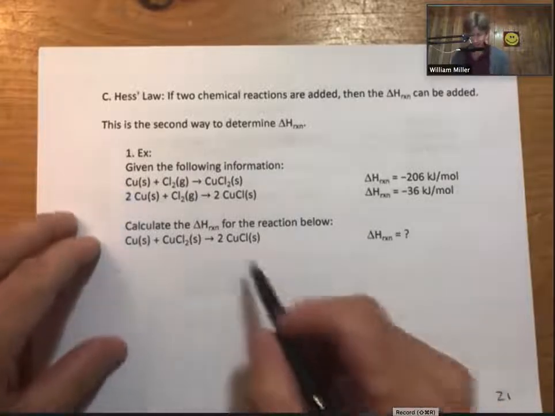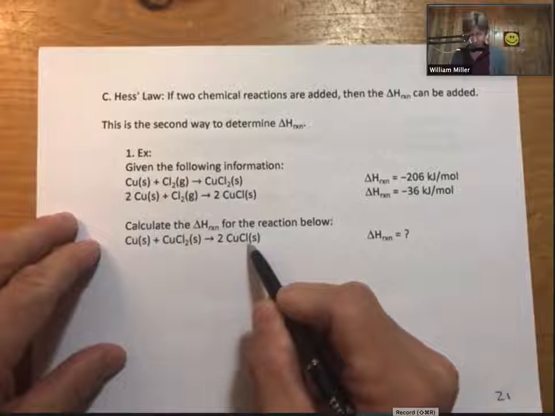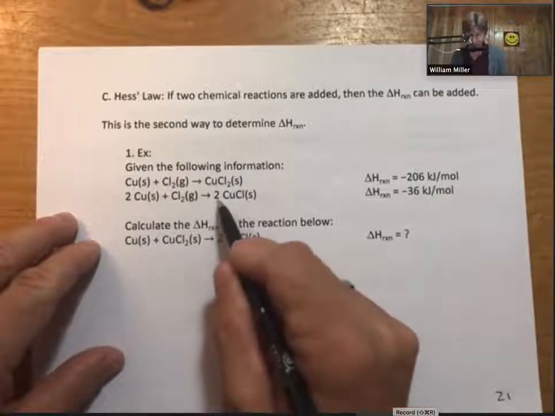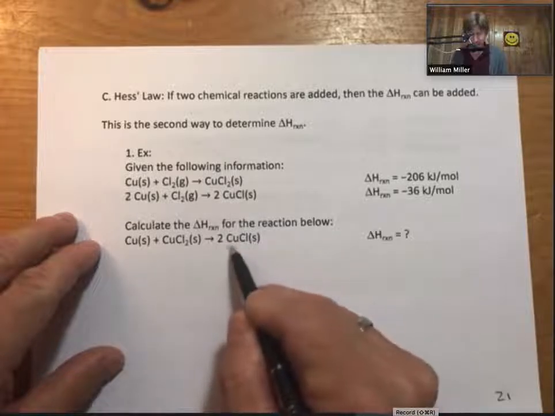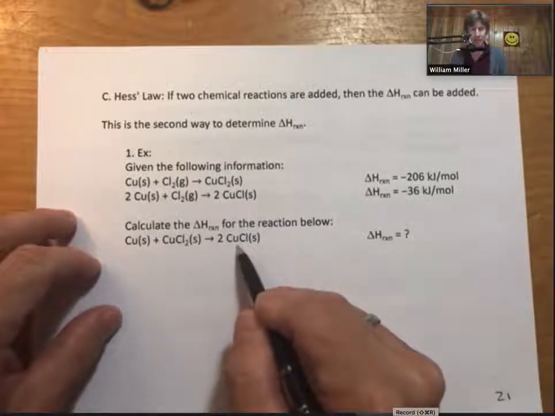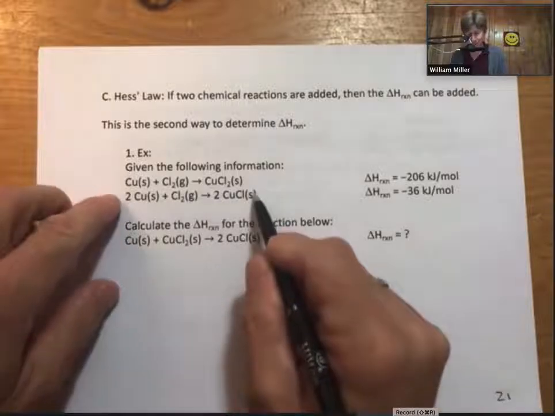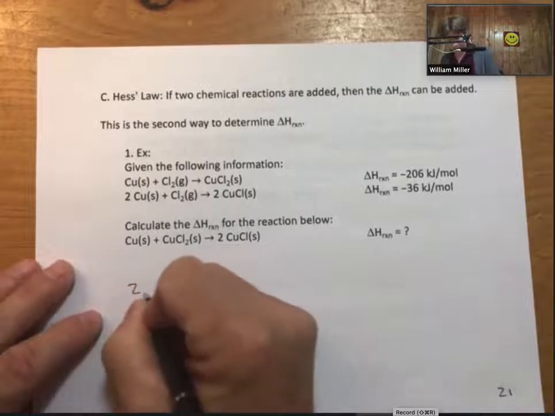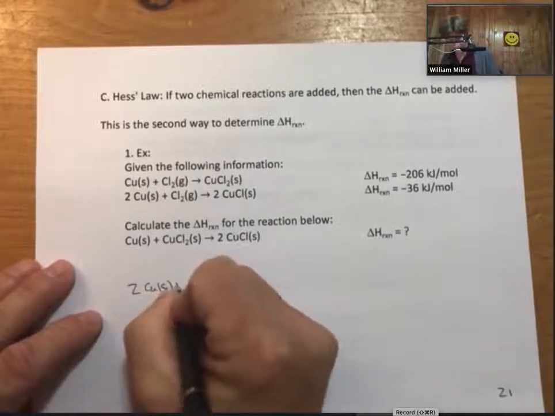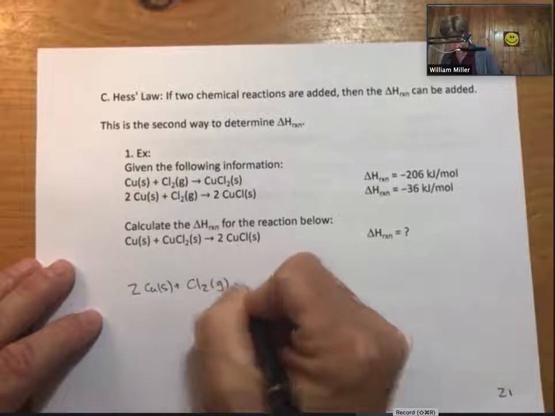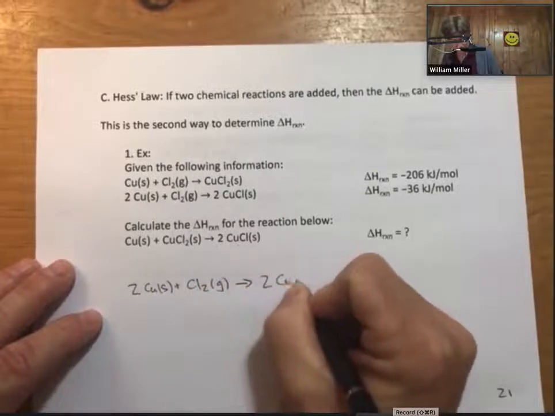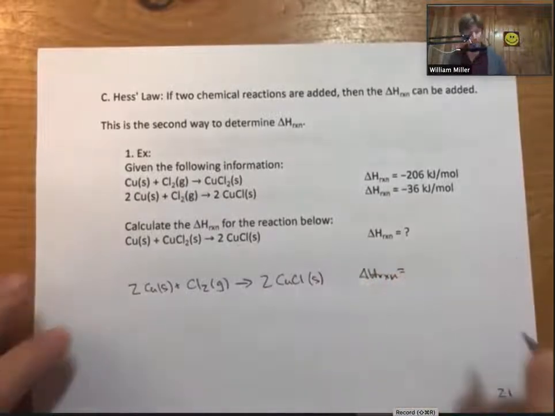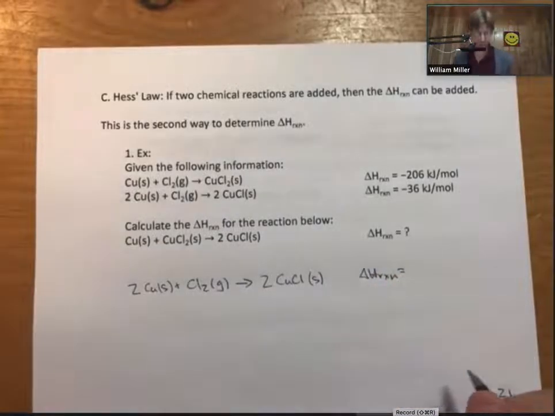I can see that 2CuCl solid is also a product in one of my reactions, same as it is in the reaction I'm trying to make. So what I'm going to do is take this reaction up here and write it down here just exactly like it is, with its delta H reaction minus 36 kilojoules per mole.